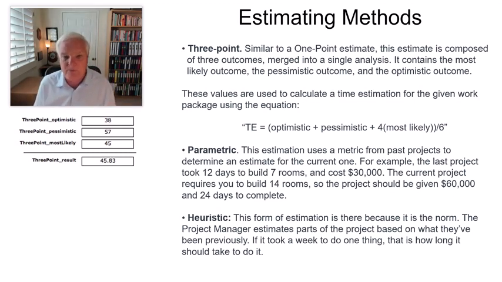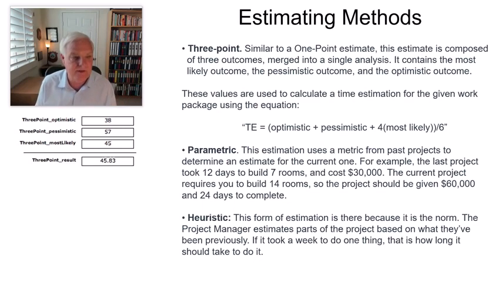A 3 point, which is the one I like the best. That means we take the optimistic cost, the pessimistic cost, plus the most likely in a formula, and we integrate that together to get a 3 point estimate. That 3 point estimate takes into account failures, successes, and everything.